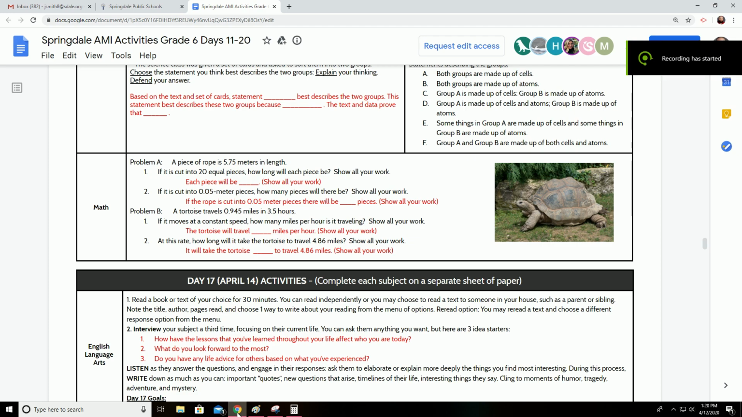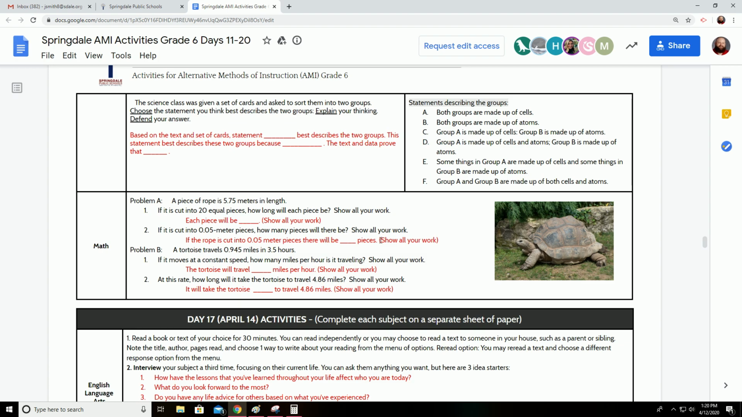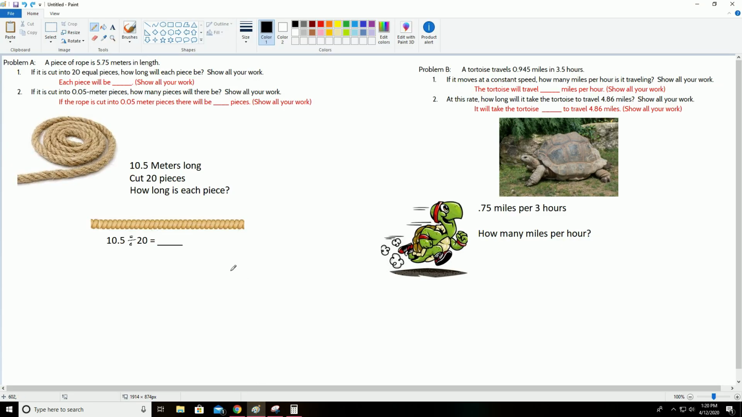Hey everyone, I just wanted to go over your day 16 AMI work with you. We actually have four problems. We have problem A, which has two, and then we have problem B, which also has two. This is on the top of page 9 of your days 11 through 20, and I'm just looking at it on the Springdale website right now. So let's get right into it.